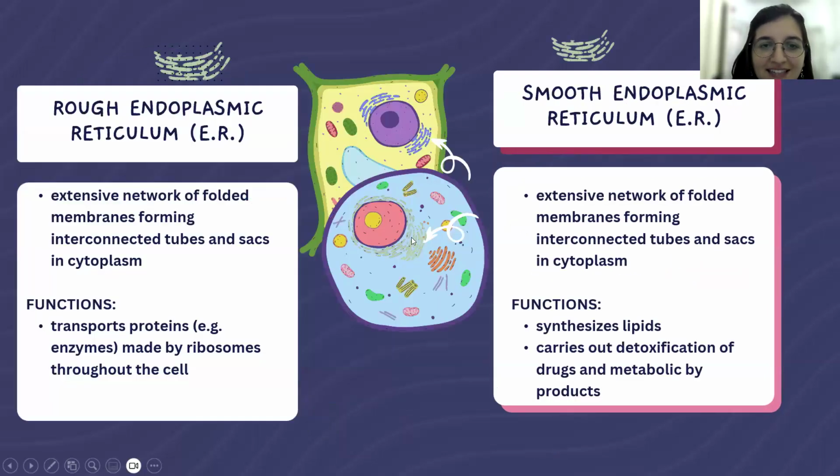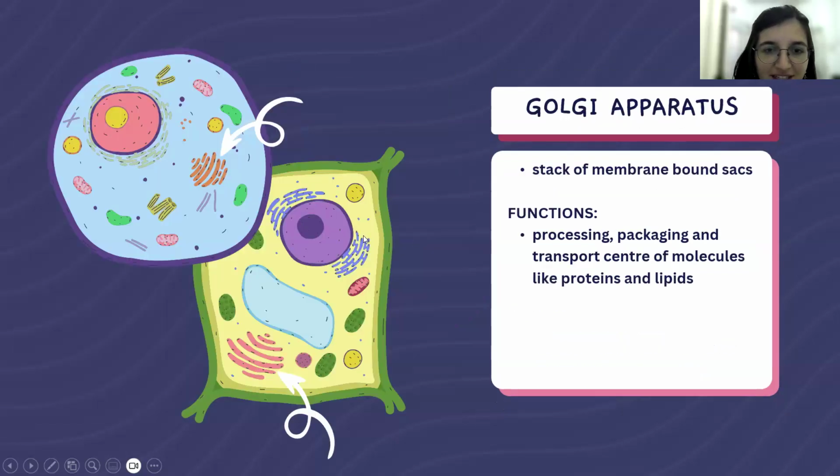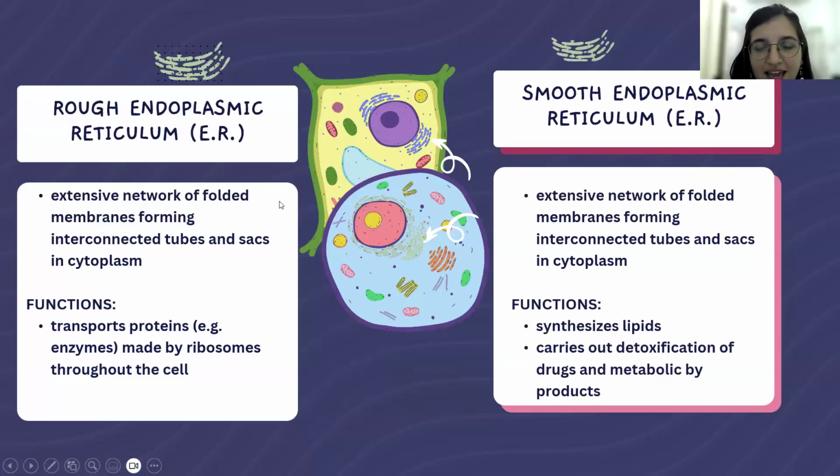Okay, next is the endoplasmic reticulum. I will show it in the other. See these purple colored things I've put here in the plant cell, and then these yellow colored things in the animal cell, very close to the nucleus. These are called endoplasmic reticulum, and in short, we will call them ER. So there are two types of endoplasmic reticulum. One is the rough endoplasmic reticulum, and the other one is the smooth endoplasmic reticulum.